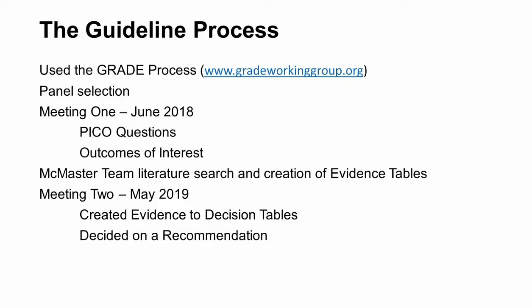So the panel was selected and balanced in terms of expertise, conflict of interest, and of course we wanted it to be international. The first meeting was held in June of 2018, and the goal was to create PICO questions and also decide the most important outcomes of interest. Then, between meetings, the McMaster's Methods team conducted an extensive literature search and compiled many, many evidence tables. At the second meeting in May 2019, the panelists had seen the evidence tables, and we came together to evaluate that evidence as a group and use the evidence to decision framework to guide our recommendations.